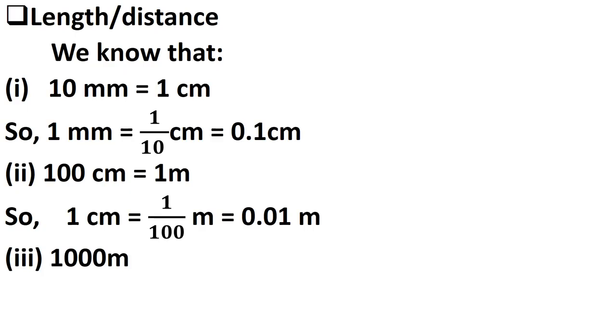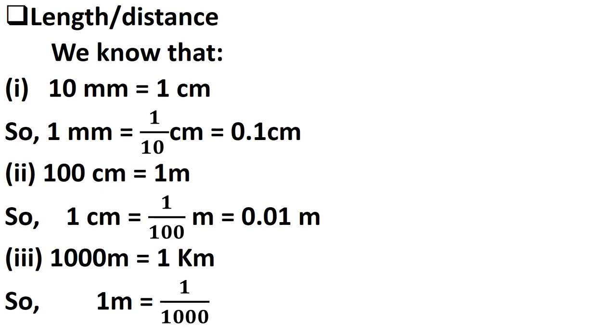Third case is meter and kilometer. When we have to convert meter into kilometer, we know that 1000 meter equal to 1 kilometer. So 1 meter equal to 1 upon 1000 kilometer. Now 3 zeros are here in the denominator, so you will place decimal before 3 digits and unit will be now kilometer.